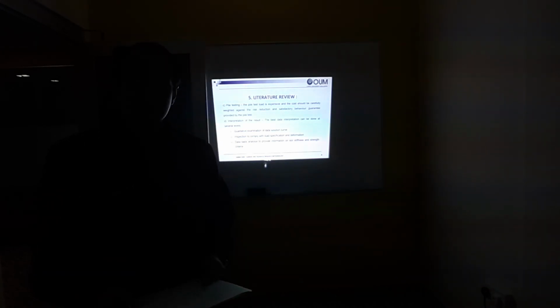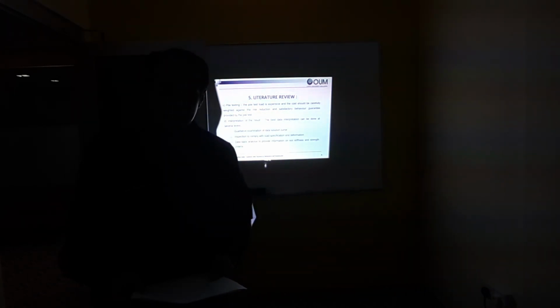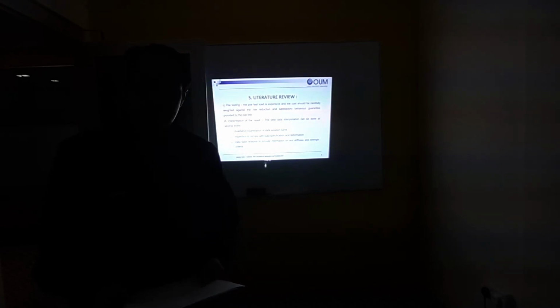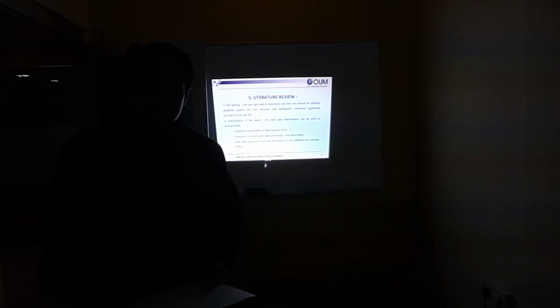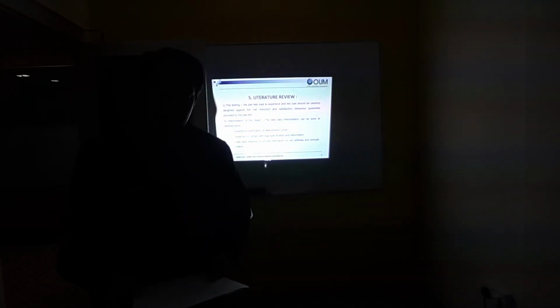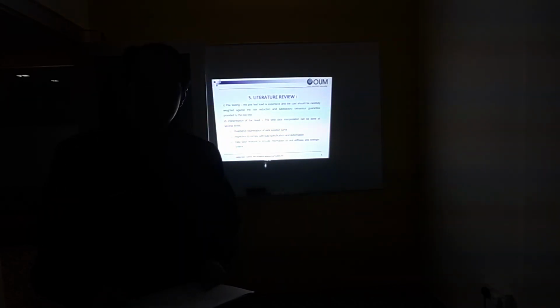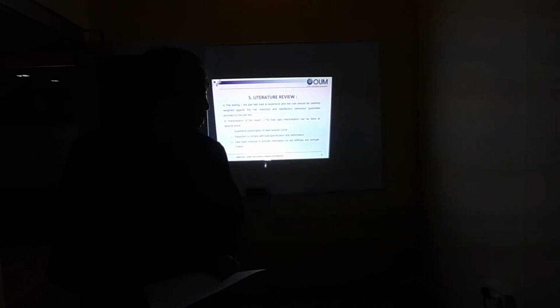D. Interpretation of the result. The best data interpretation can be done at several levels. 1. Qualitative examination of the data, load settlement curve. 2. Inspection to comply with load specification and deformation. 3. Data back analysis to provide information on soil stiffness and strength criteria.